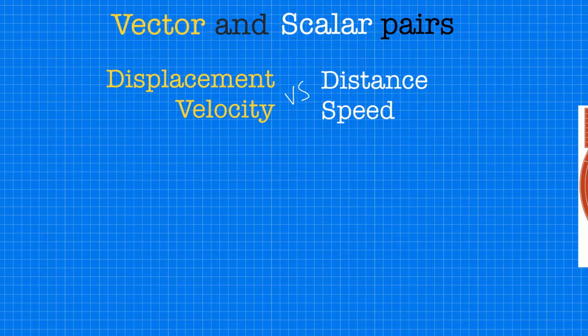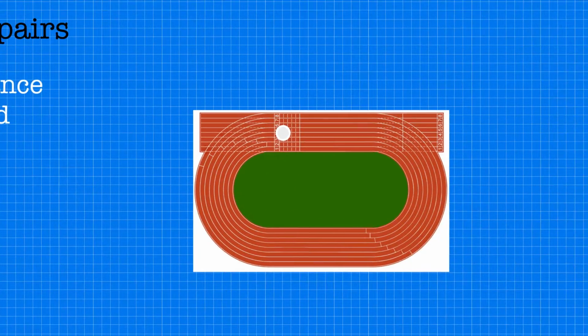Okay, now that we've established the difference between a vector and a scalar, I'm going to give you some more examples, specifically examples of quantities that can come in pairs. So we're going to look first at the difference between displacement and distance, and then at the difference between velocity and speed. So to explain the difference between these quantities, we're going to look at the example of a runner on a running track.